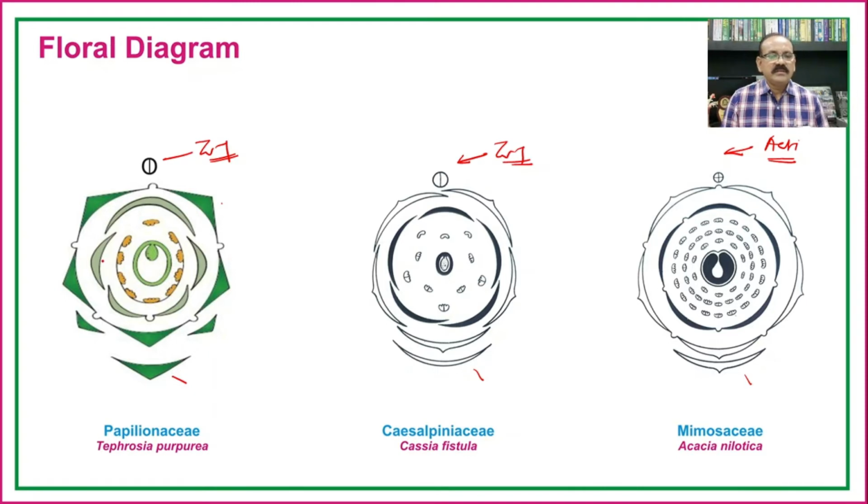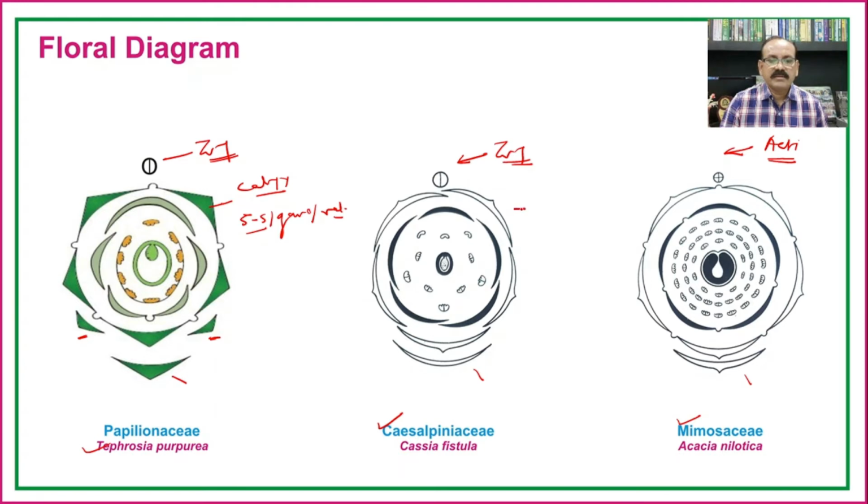In Papilionaceae the flowers are also bracteolate, that is, there is a presence of two bracteoles in Tephrosia purpurea, but there is an absence of the bracteole in the families Caesalpinaceae and Mimosaceae, that is, in Cassia fistula and Acacia nilotica respectively. Then inner to the bracteole there is a presence of calyx, which is made up of 5 sepals which are gamosepalous with valvate estivation.